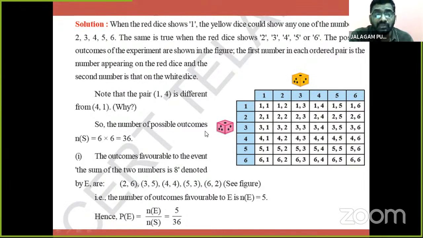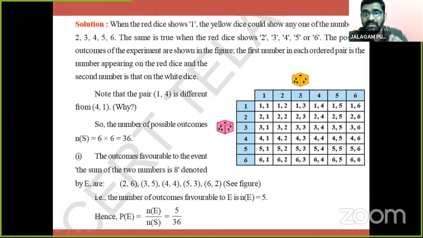So the number of total possible outcomes in the sample space is 36. Now the outcomes favorable to the event, the sum of the two numbers is 8.